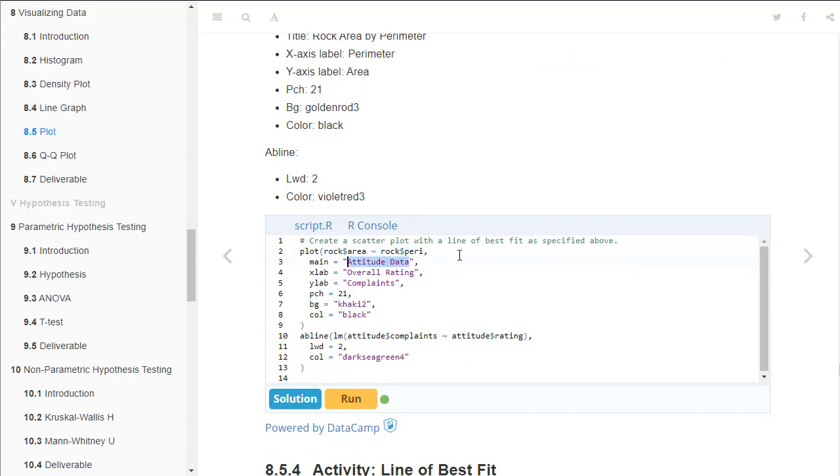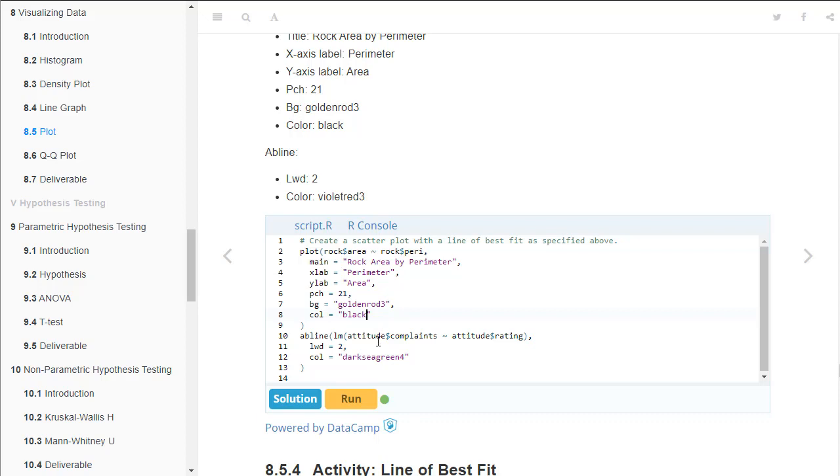The title for this plot is Rock Area by Perimeter. X-axis is perimeter. The y-axis is area. The type of point I'm using is 21. The background, that's the fill color for those points, will be golden. Rod 3, and the color, the circle, the line of the circle will be black.